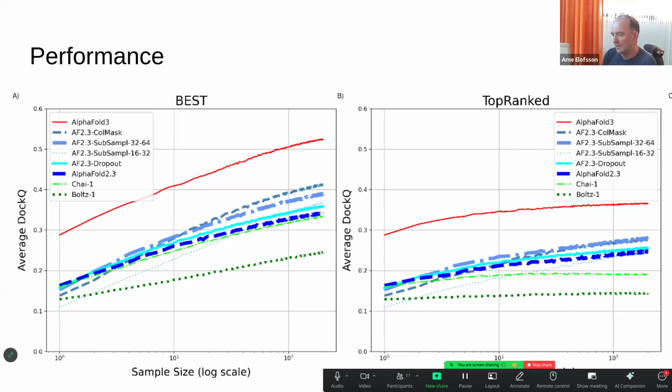However, it doesn't mean that we make the best predictions, because if you make 200 predictions, you also need to know which of these 200 predictions is the best one. So if you instead use the top-ranked prediction, you can see that we almost flatten out at 10 or 20 predictions; the default is 25.